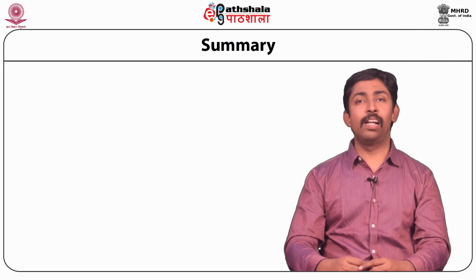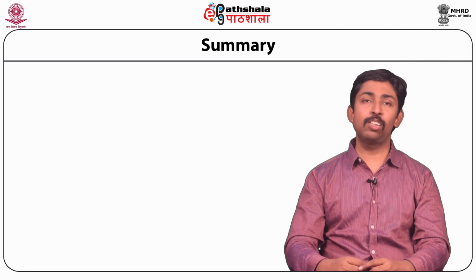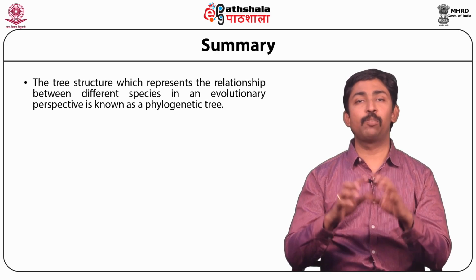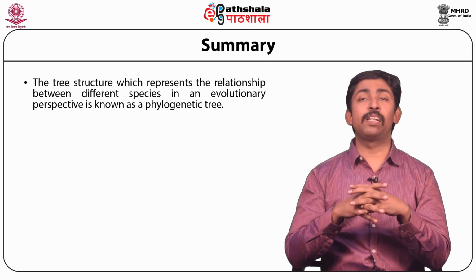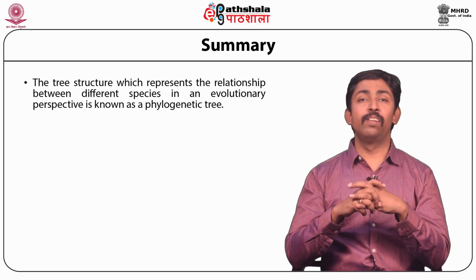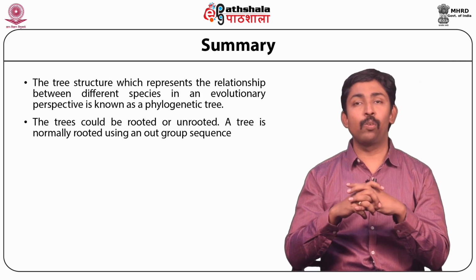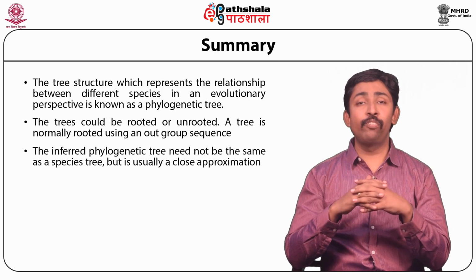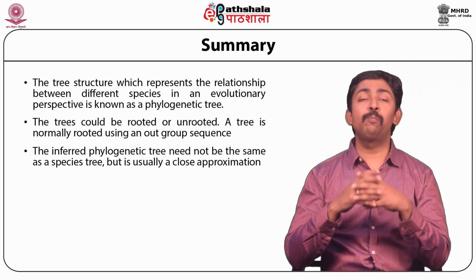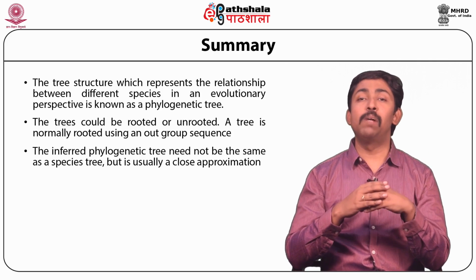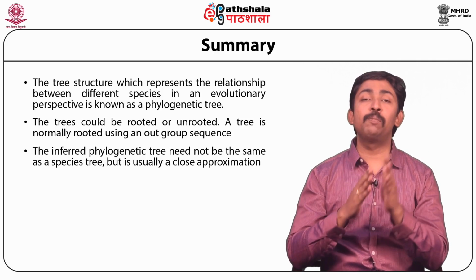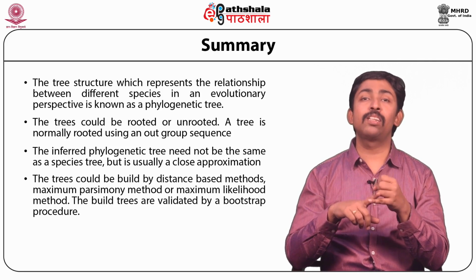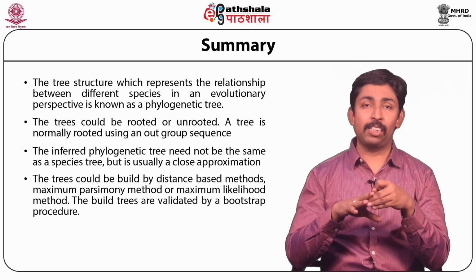So students, let's now summarize what we have learned in this module. The tree structure, which represents the relationship between different species from an evolutionary perspective, is known as a phylogenetic tree. The trees could be rooted or unrooted. A tree is normally rooted using an outgroup sequence. The inferred phylogenetic tree need not be the same as a species tree, but it is usually a close approximation of the species tree. The trees could be built by distance-based methods, the maximum parsimony method, or the maximum likelihood method.